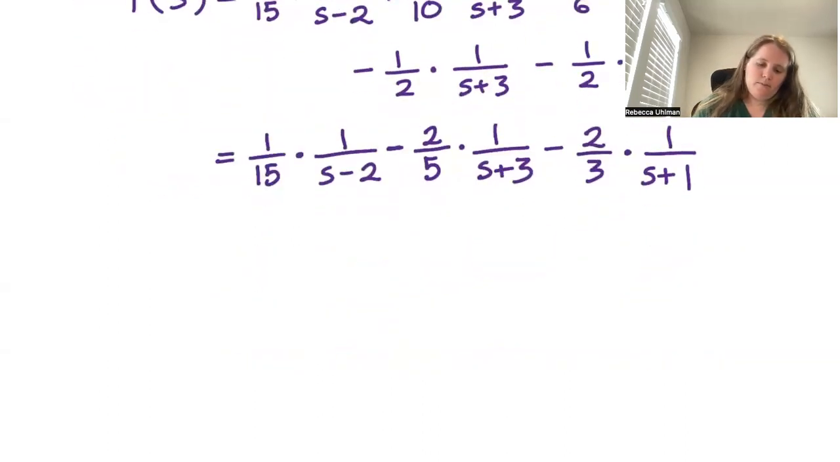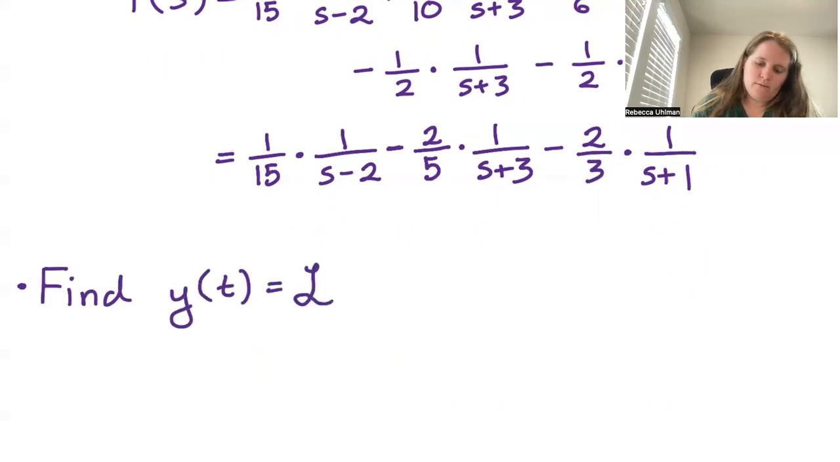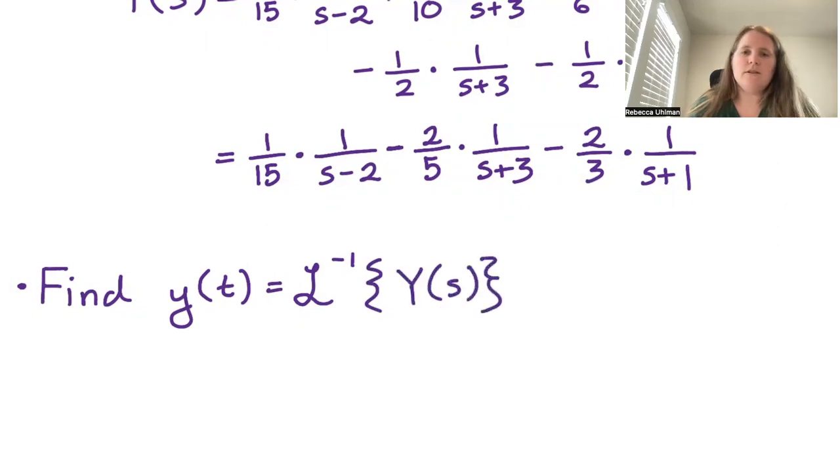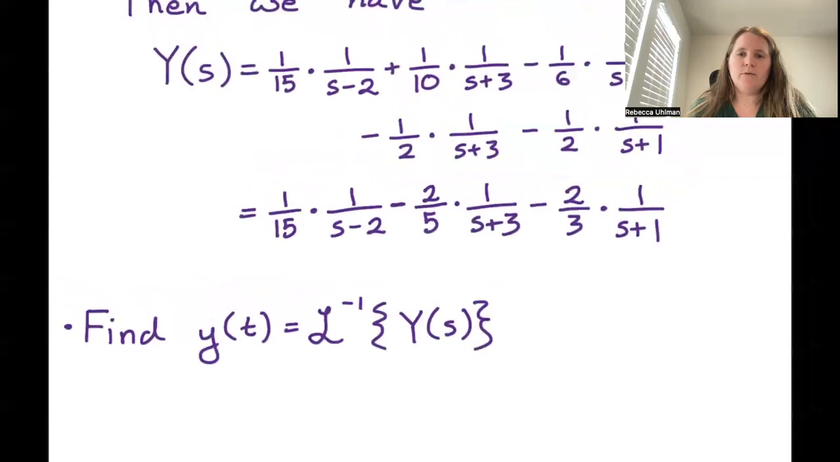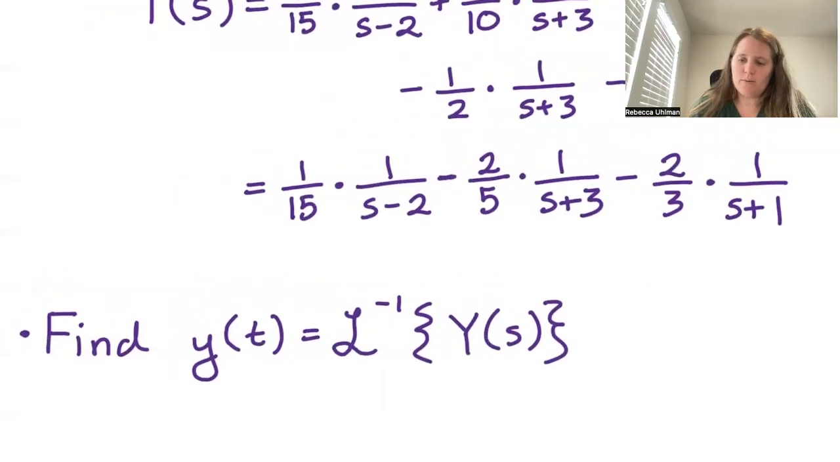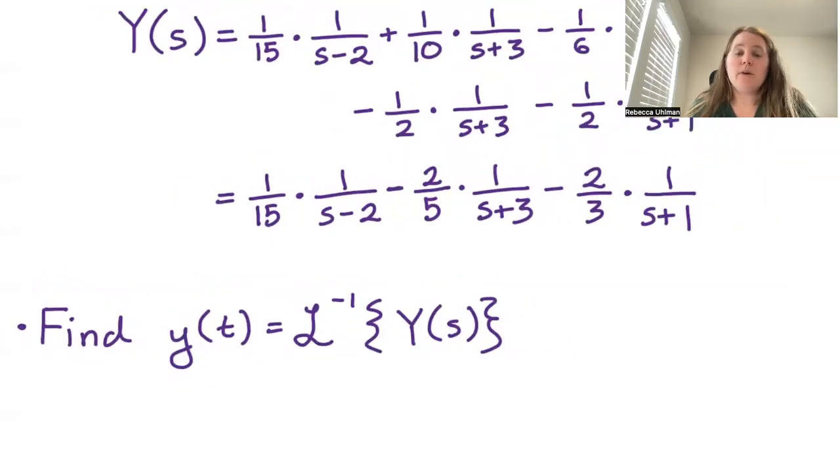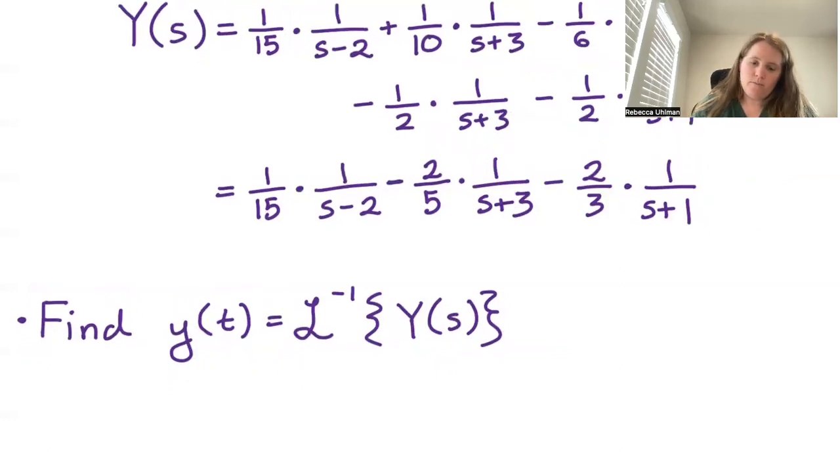And our final step is to now find y of t, which is the inverse Laplace transform, again, of Y of s. So we're just finishing off what we've been working on. We've gotten our situation into the proper form. So we have y of t. Sorry, I'm going to rewrite Y of s one more time, this time using Laplace transforms.